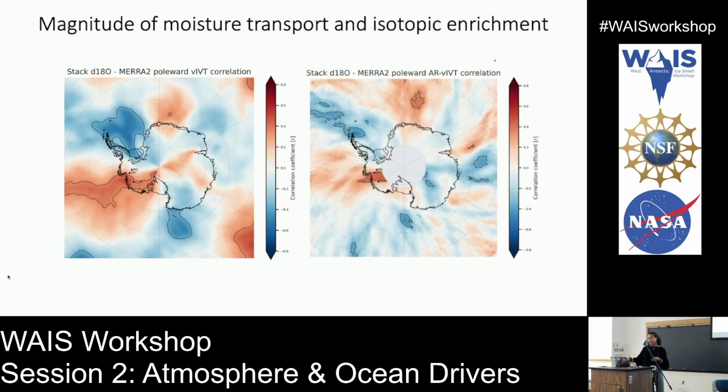Here on the right, this is VIVT, so that polar moisture transport, but just looking at what we've classified as being related to atmospheric rivers. Another thing about classifying VIVT and precipitation from atmospheric rivers, we classify them during the atmospheric river event and also 24 hours after. We find that the effects of atmospheric rivers in terms of precipitation and that moisture transport tend to linger, so we include during the event and also 24 hours after.